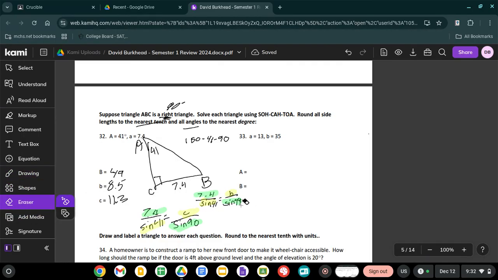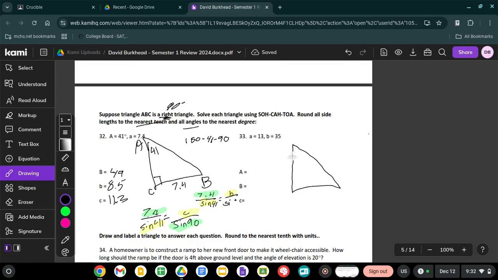Now you can apply the same to question 33. Let me just erase this right here so you can see. So draw your triangle. One angle is always 90 because it's a right triangle. Let's label that. That just so happens to be C again. Doesn't matter where you place the points. Let's fill in our givens. So side A is 13.